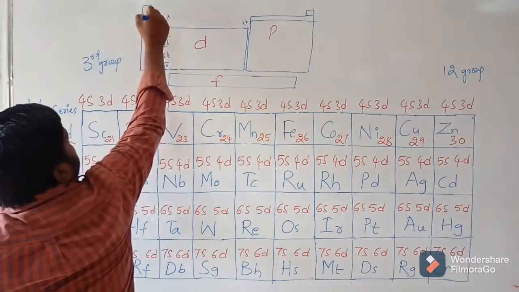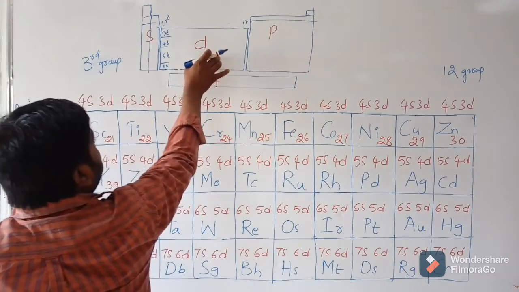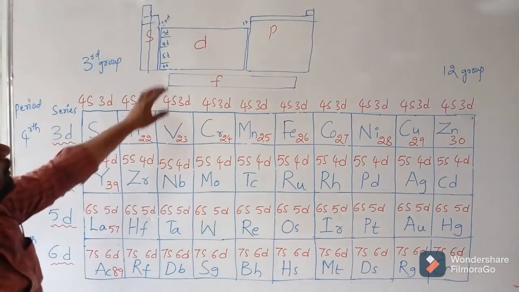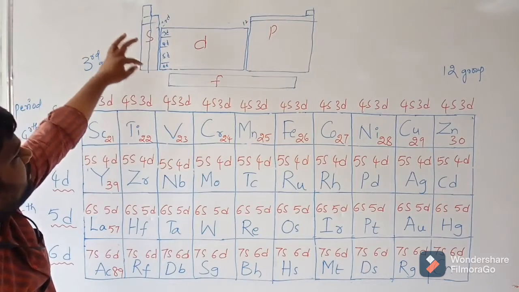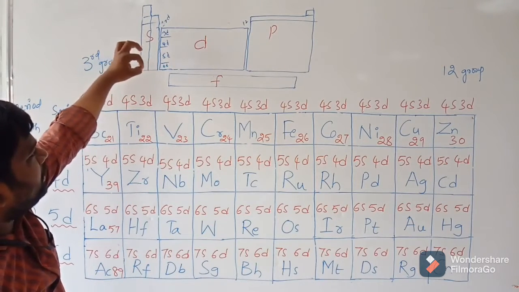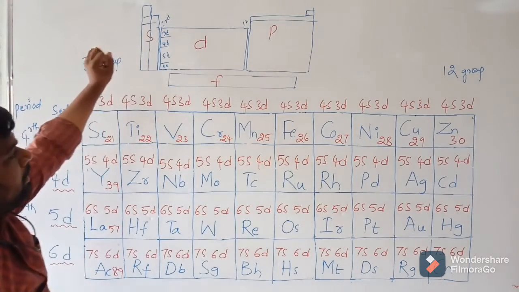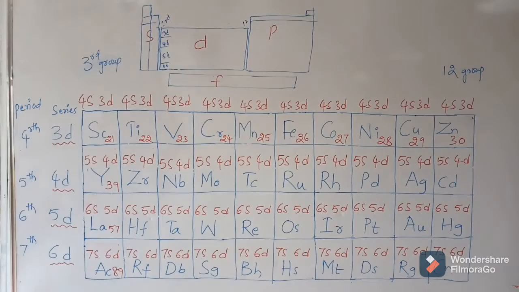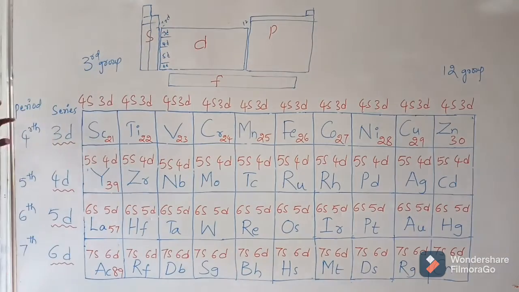S block has 2 groups, and the D block has a total of 10 groups. The elements having the differentiating electron in the D orbital belong to the D block elements. The D block starts from the 4th period.